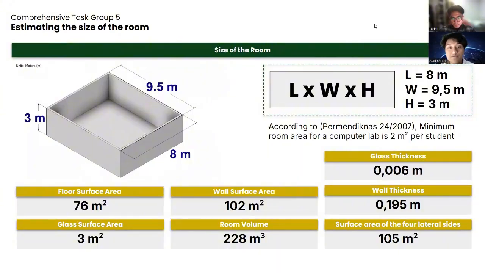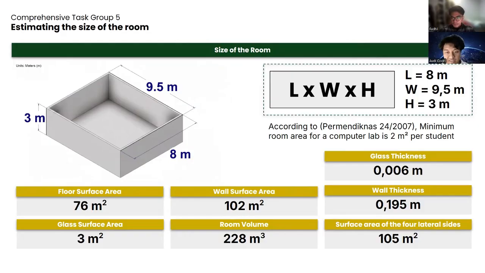Okay, now we go to the size of the room. The length would be 8 meters, the width would be 9.5 meters, and the height would be 3 meters. According to the Permendiknas 24/2007, the minimum room area for a computer lab is around 2 meters squared per student.